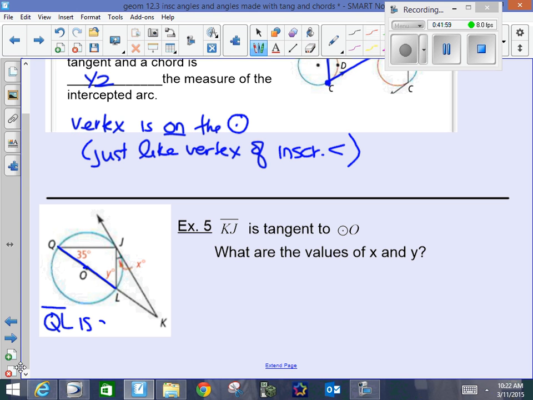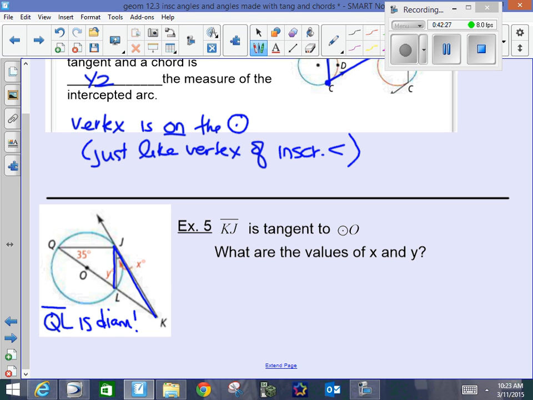QL is the diameter. They're not always going to tell you that, but they're giving you enough information for you to get that. Okay. So we're looking for X and Y. X is this little corner right here. Let's start there. I'm going to highlight it. It goes like this. That's X.